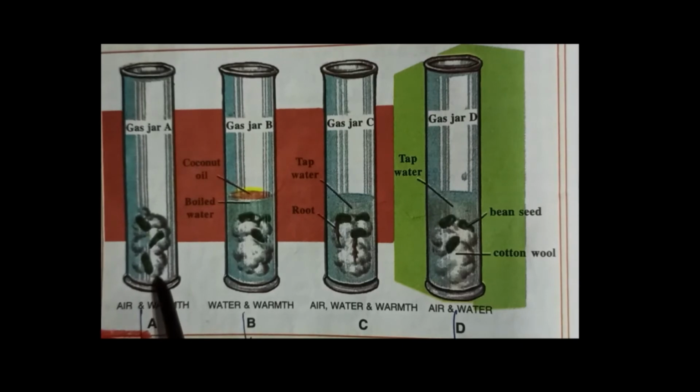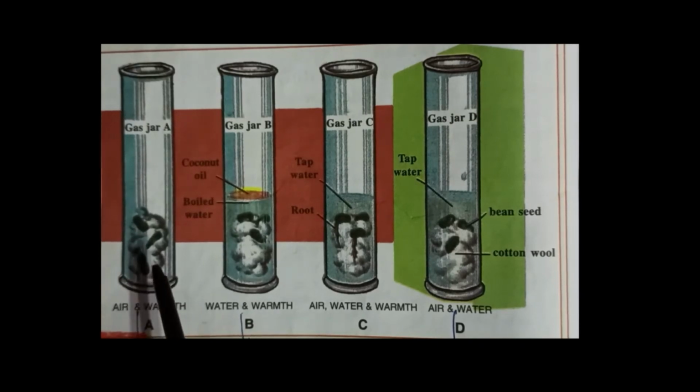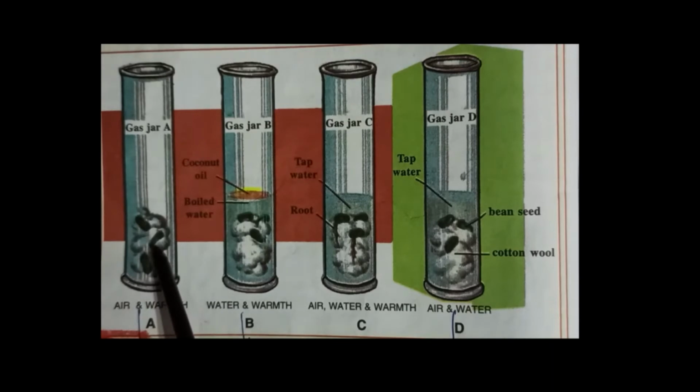In jar A, put the bean seed with cotton and keep it inside the laboratory so that it will get the right amount of air and a suitable temperature. But no water is put in this jar.